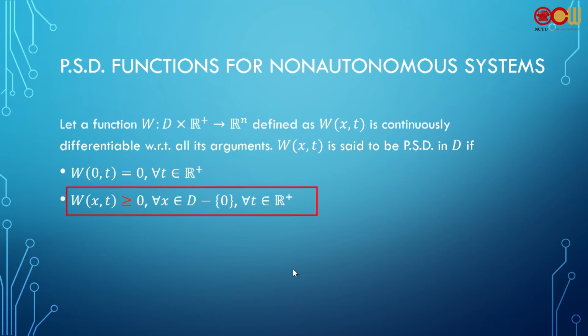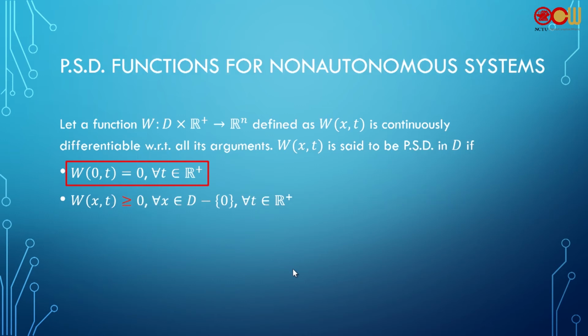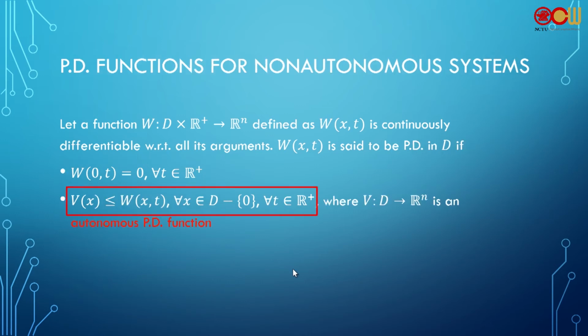And it's always greater or equal to 0 for x not at 0, anywhere not at 0. Okay, so what is PD? To define PD is not straightforward. This condition is the same as before, as PSD, but the second condition is different.